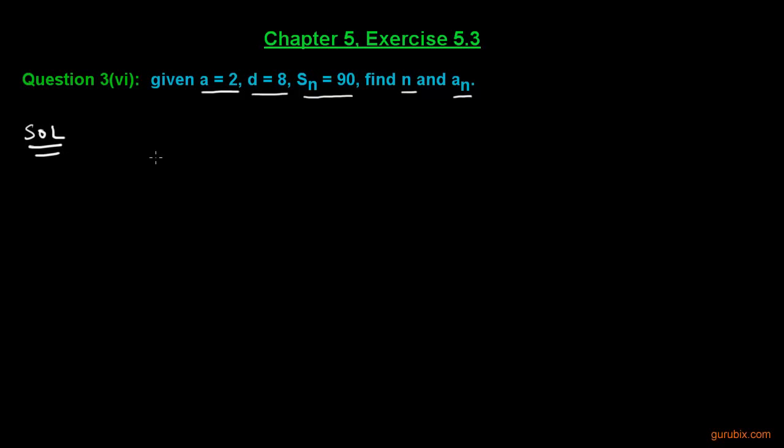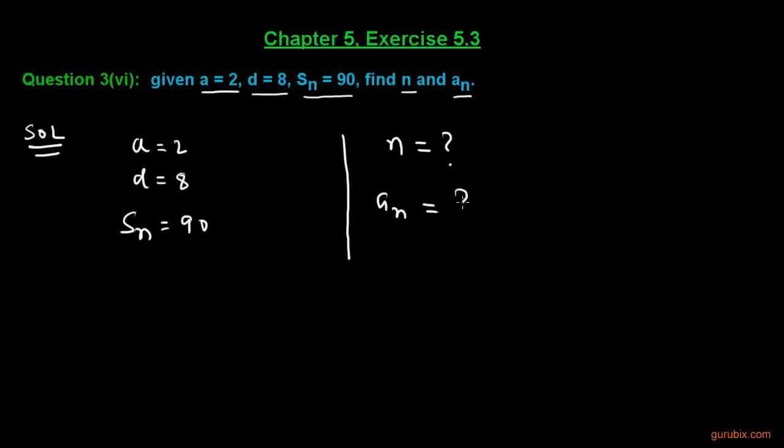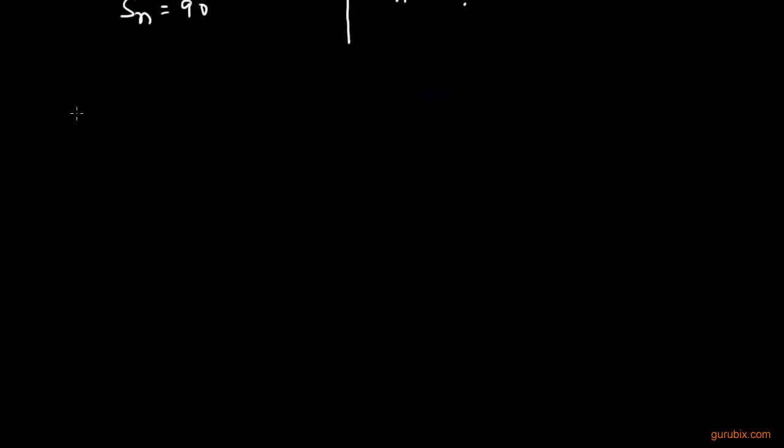First we collect what is given to us. So a is 2 and the common difference d is 8, and the sum of the first n terms equals 90. And what we have to find? We have to find the value of n and the nth term. So let us see how to solve this question.